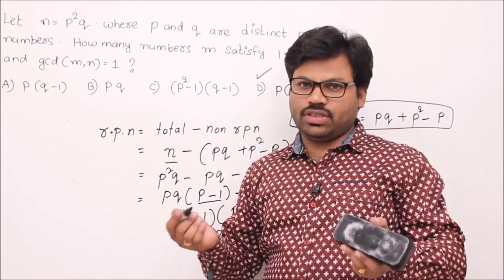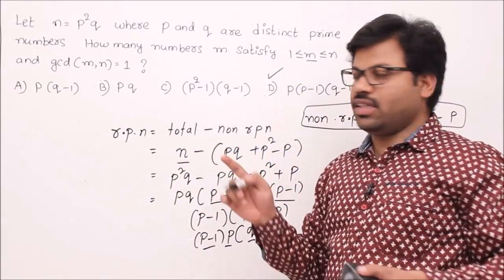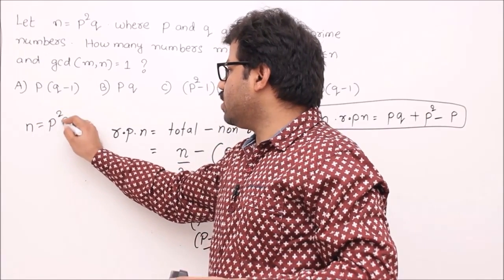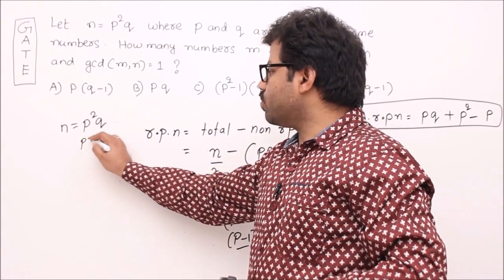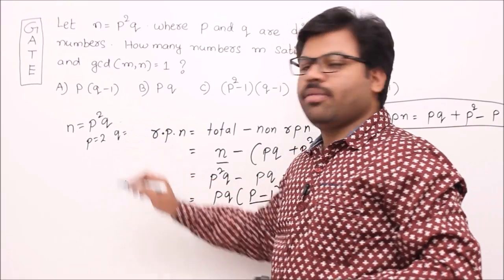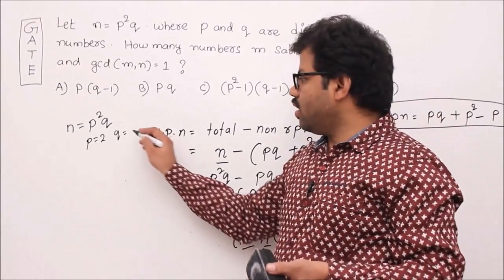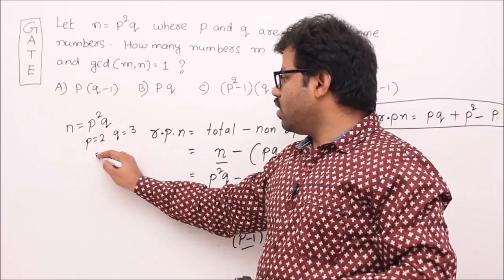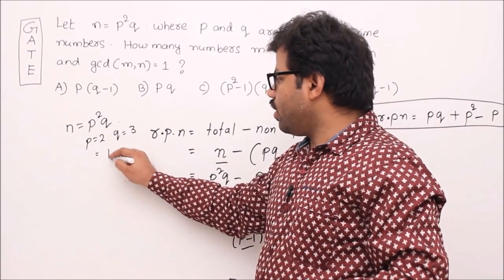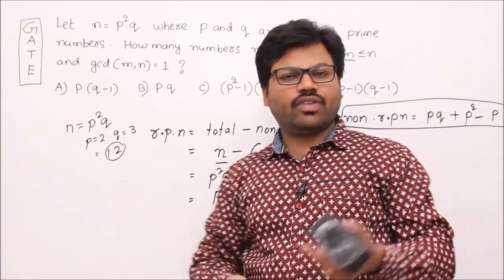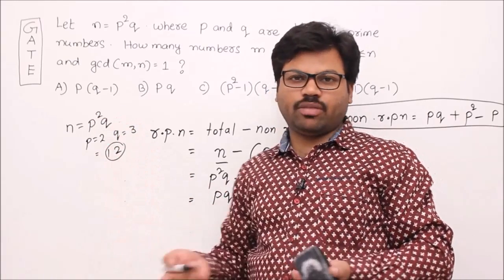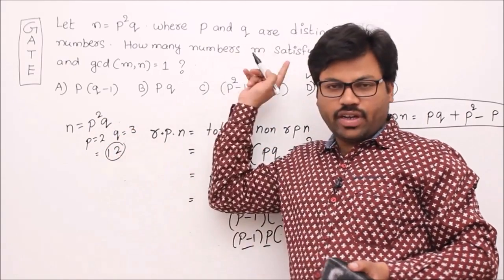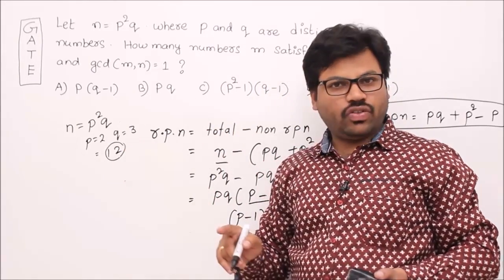That is substitution. So rather than doing all these things, our question is n equal to p square q, right? This is n. Let's take p as 2 and q as one more prime number which is smaller generally, so that simplification will be easy for us. Then n is 2 square into 3, 12, or otherwise I can take 3 square into 5 or something. Now the question is, how many numbers between 1 to 12 are relatively prime numbers to 12, right?